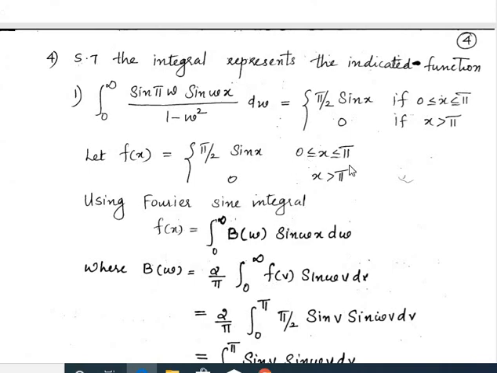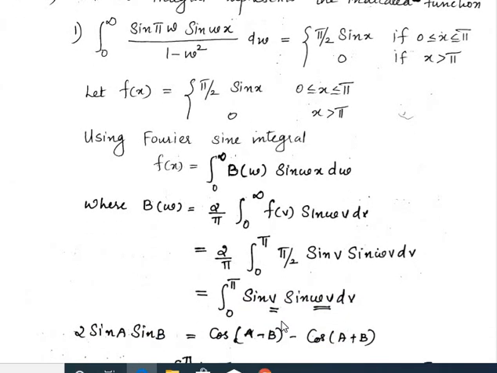The first value lies between 0 to pi, where the value is pi by 2 sin x, and the second value, for x greater than pi, is 0. That is, here the interval is 0 to pi, and here the interval is pi to infinity, but the value exists only in the interval 0 to pi. We have to take only the value pi by 2 sin v, that is, f of v becomes pi by 2 sin v, and the limit changes to 0 to pi.